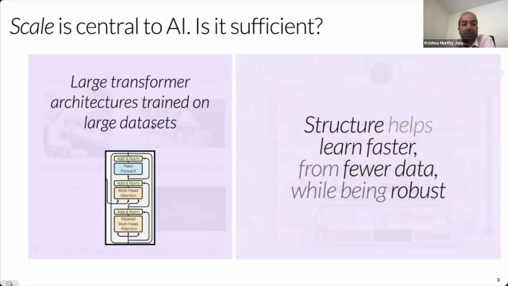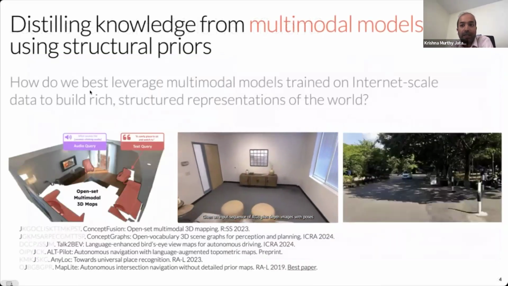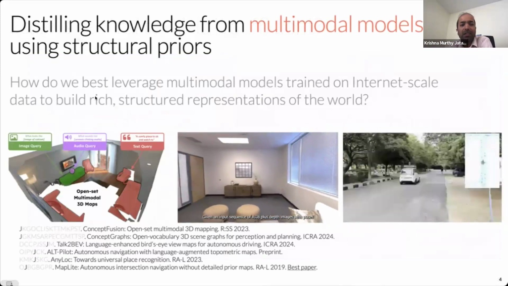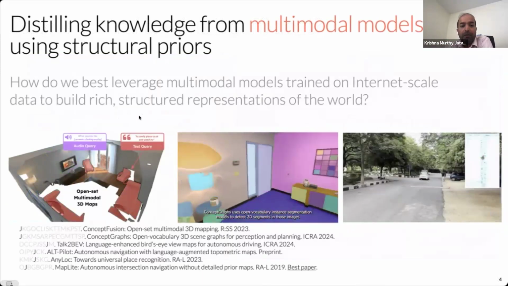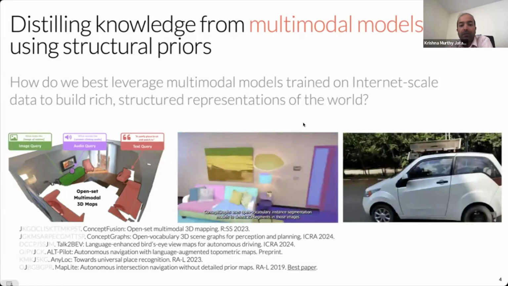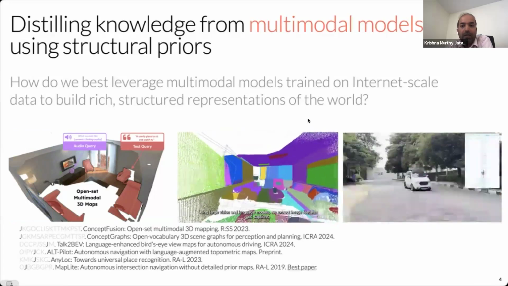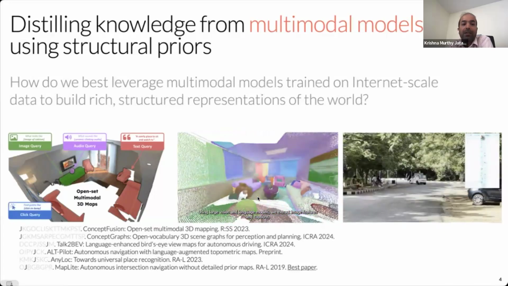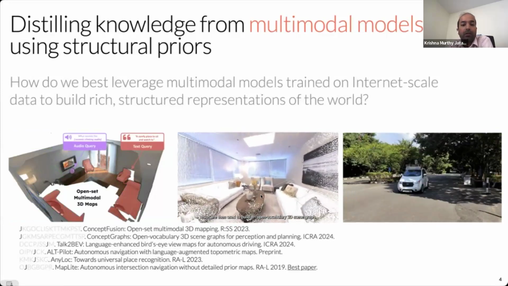And one such structure we'll talk about, keeping up with today's theme, is the notion of 3D scene graphs. Specifically, the take I will provide over the next 10 minutes or so is, we have all of these impressive vision, language, and whatnot models. Can we take all of the capabilities of these models and lift them to 3D for 3D perception and robot task planning?